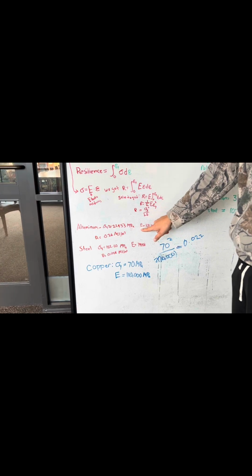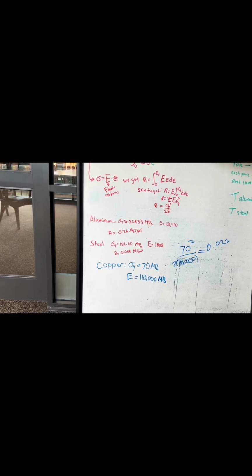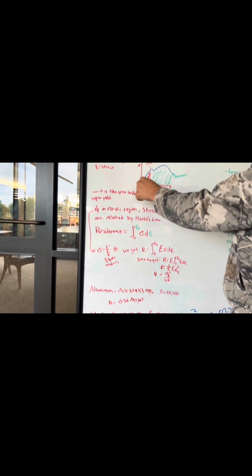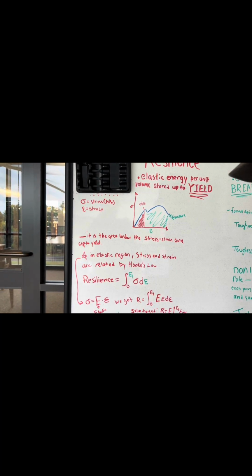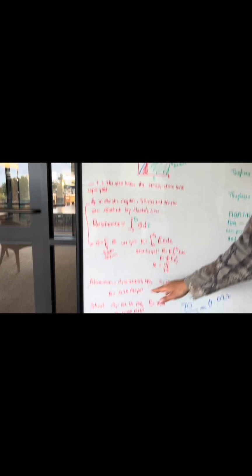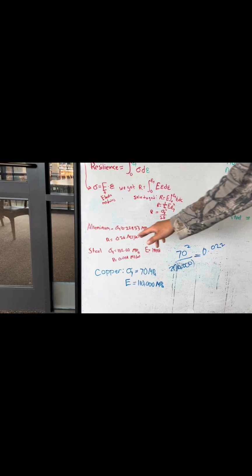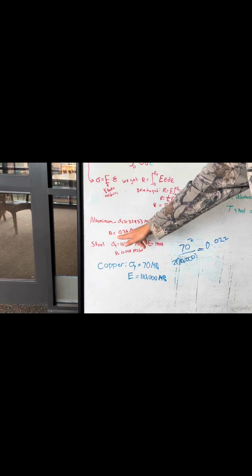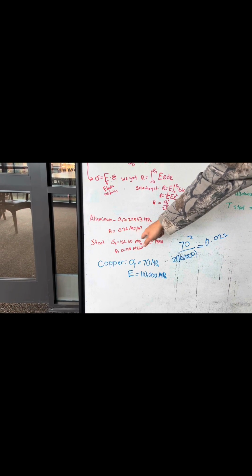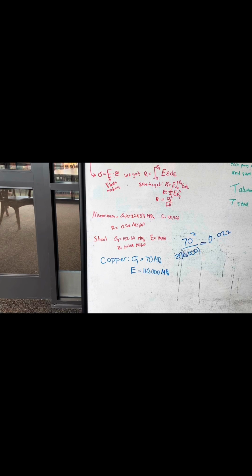This could be easily calculated by taking the rise over run, which is simply the slope of the elastic region right here, and plugging these values into this formula, we get this number right here, where resilience is equal to 0.26. And same thing with steel.